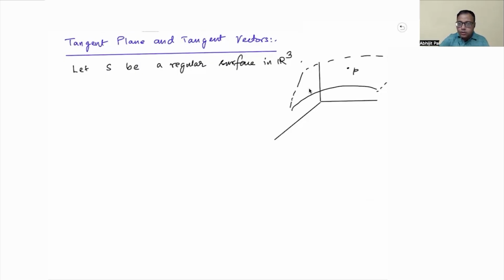Okay, so what do you mean by tangent vectors at the point P to the surface S? In order to define tangent vectors at the point P, you take all possible differentiable curves passing through the point P, and then you take the tangent vector of that curve at the point P. Suppose this is my curve alpha, and alpha(0) is equal to P. So this is my alpha prime(0). So this is the tangent vector.